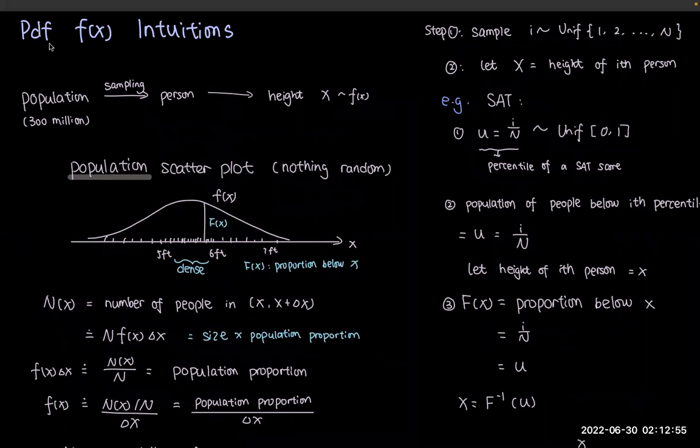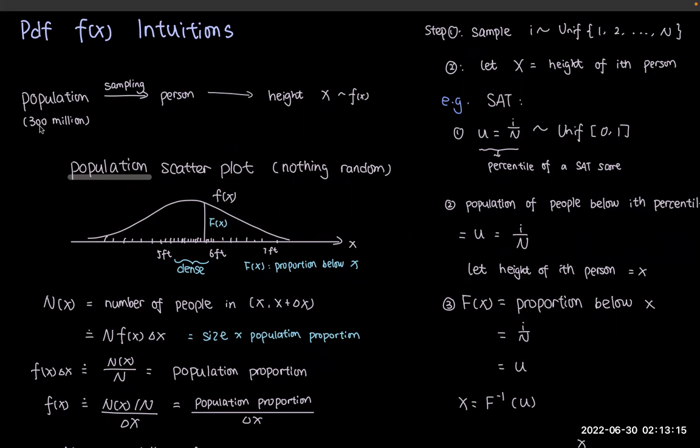So first, what we mean by PDF, f of x. We say that a random variable X follows a probability density function f of x. So how do we visualize this f of x? What's the underlying intuition? Well, we can still think about random sampling of a population.